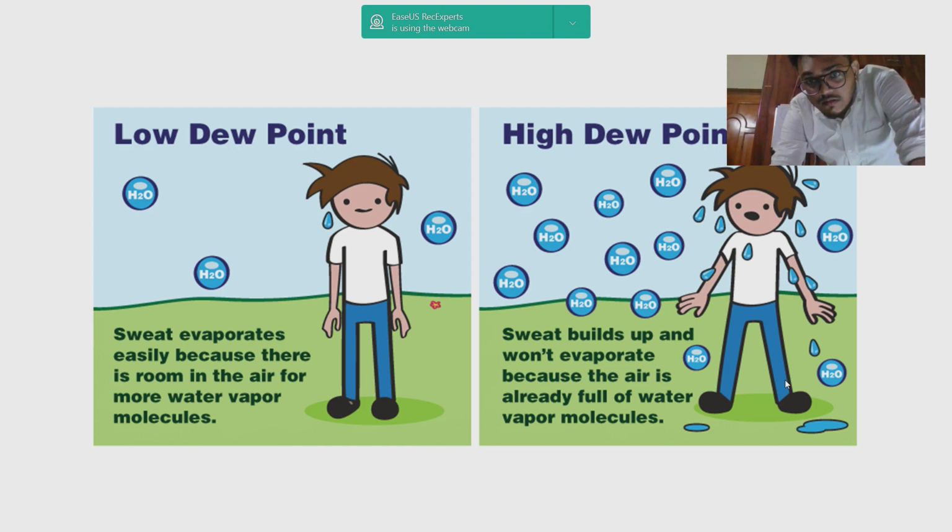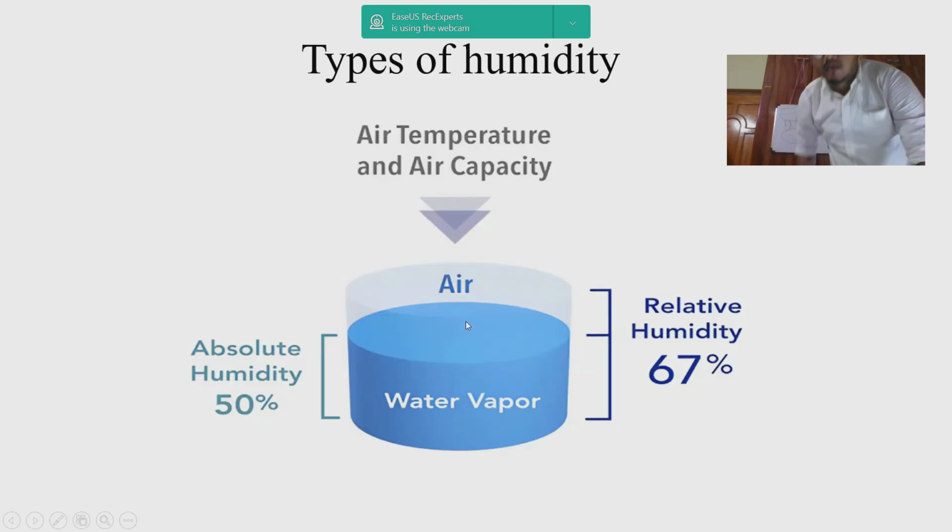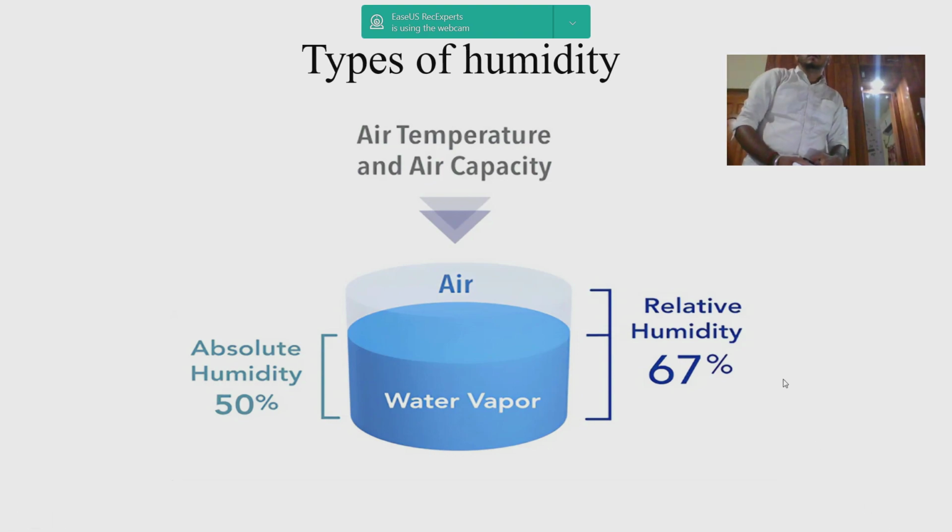In the next slide, we will see about types of humidity. There are two types of humidity: absolute humidity and relative humidity. Let's see about absolute humidity. Absolute humidity is nothing but the actual mass of water vapor present in a volume of air, typically expressed in grams of water vapor per cubic meter, that is, grams per meter cube.